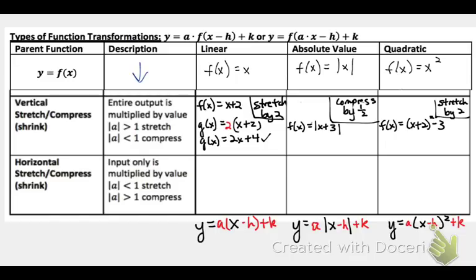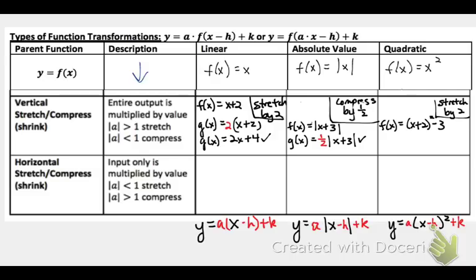Now let's look at the absolute value function. We're starting with f of x equals the absolute value of x plus 3. We want to compress that by half, so we're going to multiply the entire output. To do that, we are simply going to multiply that 1/2 out front. We cannot distribute across an absolute value because it's an operator, not a grouping function. And so that will compress our function by a half.